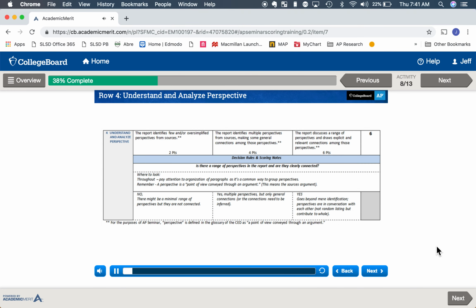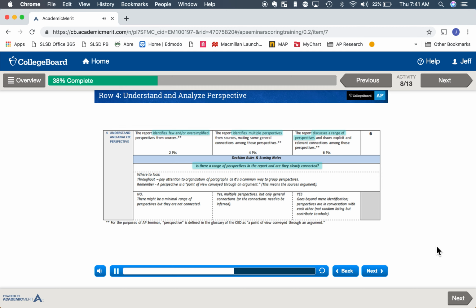Row 4 of the rubric is about understanding and analyzing perspective. Here, our guiding question is: is there a range of perspectives in the report, and are they clearly connected? So what you're looking for is, does the report discuss a range of perspectives, identify multiple perspectives, or just identify a few perspectives that may be oversimplified?